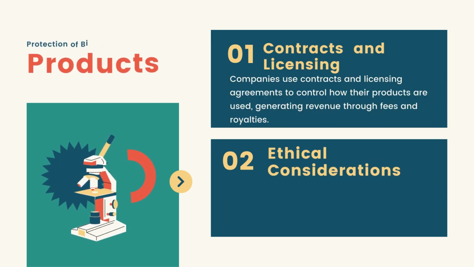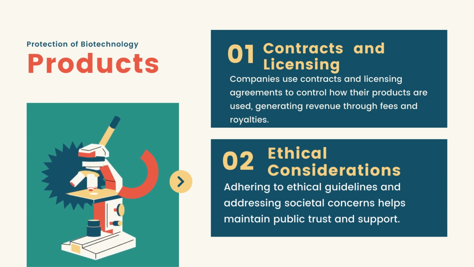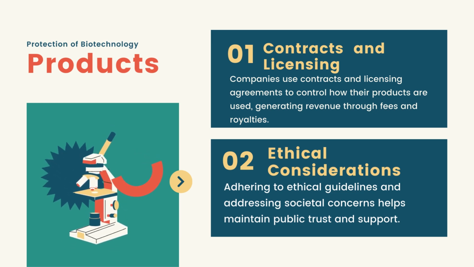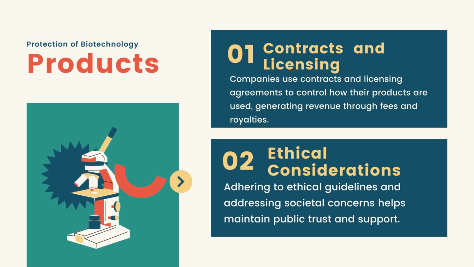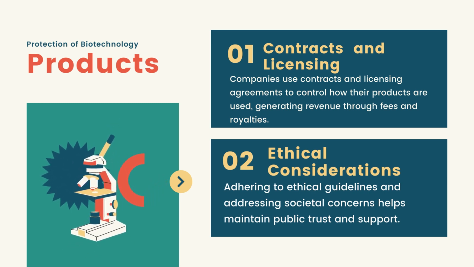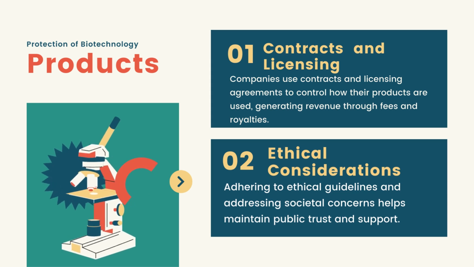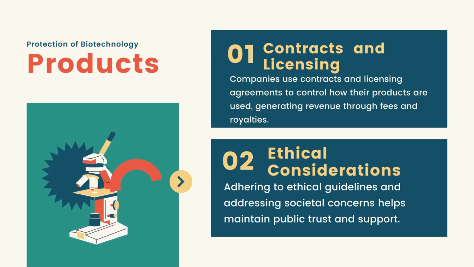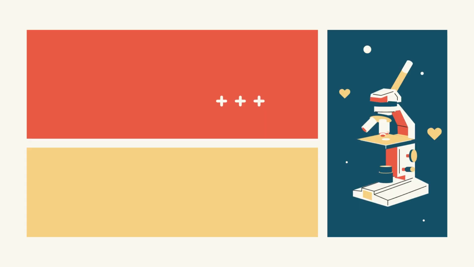Contracts and licensing: companies use contracts and licensing agreements to control how their products are used, generating revenue through fees and royalties. And at last, the ethical considerations: adhering to ethical guidelines and addressing societal concerns helps maintain public trust and support.